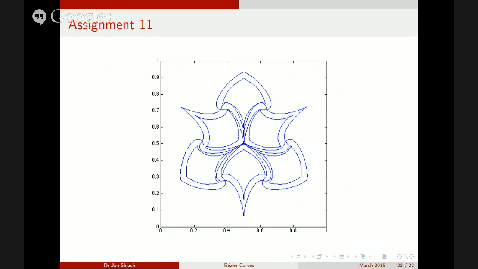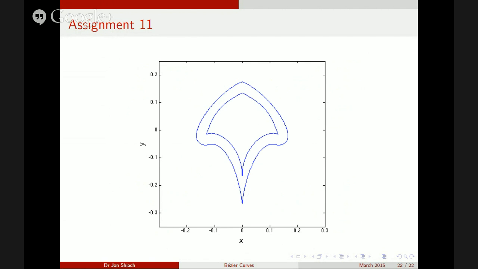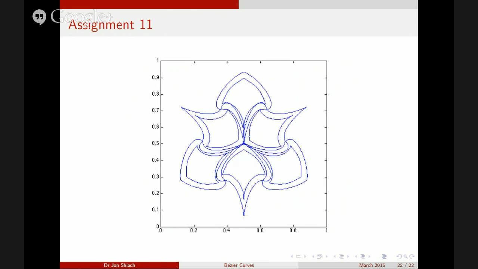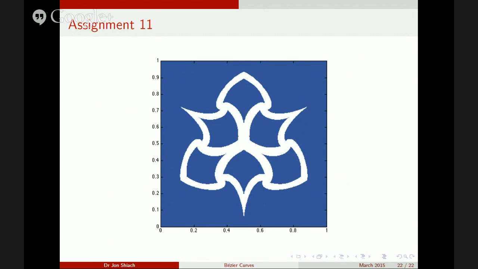All I did was define that once, and then I translated it and rotated it and put them all together. The top one, all I've done there is move it. I didn't have to rotate it. This one here, I had to rotate it a bit and move it into position. Again, a little bit of trial and error. So that gives you that one. And if you want to be really fancy, you use the fill command to fill them all in. So you can see we could use Bezier curves to do a bit of graphic design.